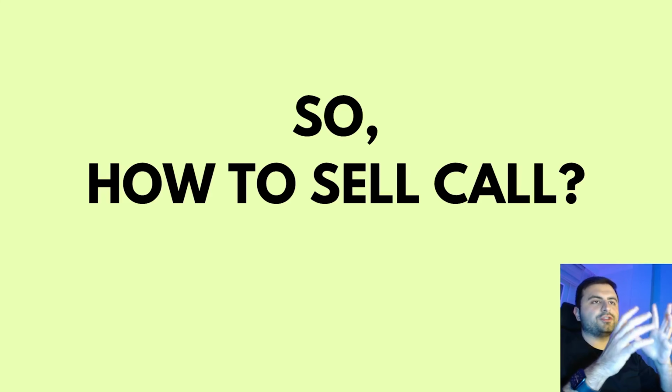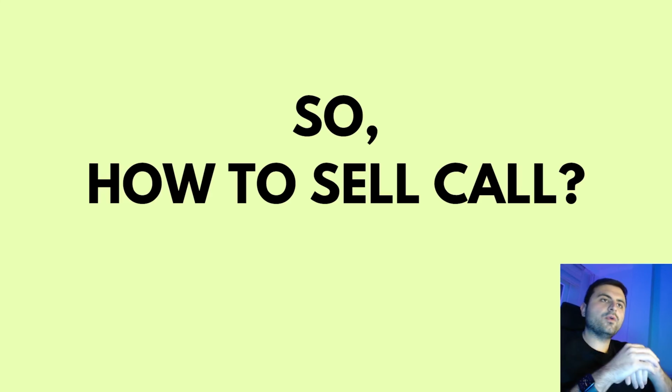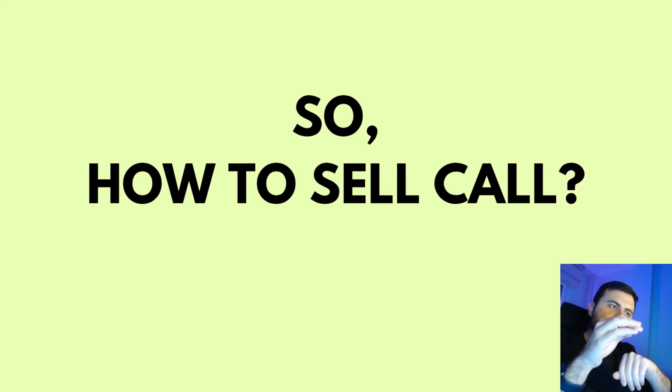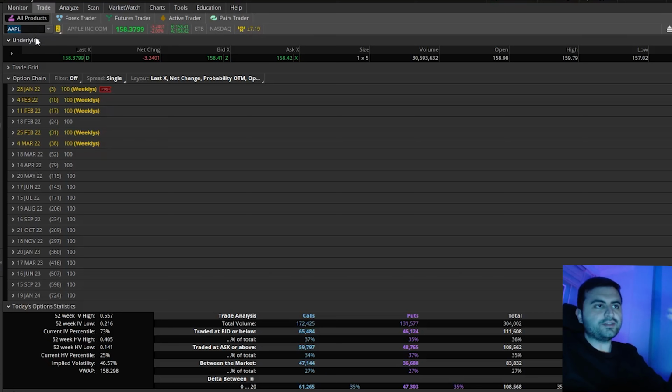So the question is how you can sell a call option. Now I will show you how to do that in TD Ameritrade. So let's see in TD Ameritrade. Now we are in TD Ameritrade and I will show you how you can sell a call option step by step. You come to the trade section here, as you can see, and you type your desired ticker. Now I will show an example on Apple so you can understand.